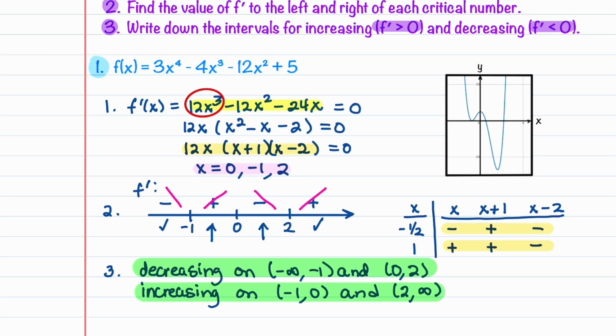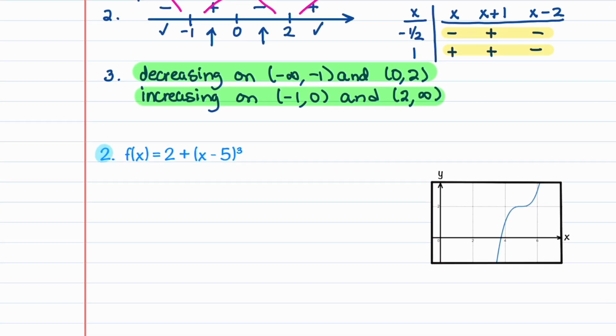Before we go on to the next problem, let's look up here on the right at our graph. Our critical points are the points right here, here, and here. They're the points where our function changes from increasing to decreasing or vice versa. And you can see on the graph that our function is decreasing in this interval and in this interval, and then it's increasing in this interval and in that interval, just like we calculated.